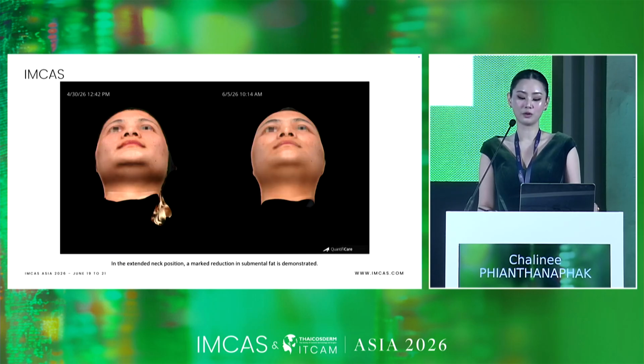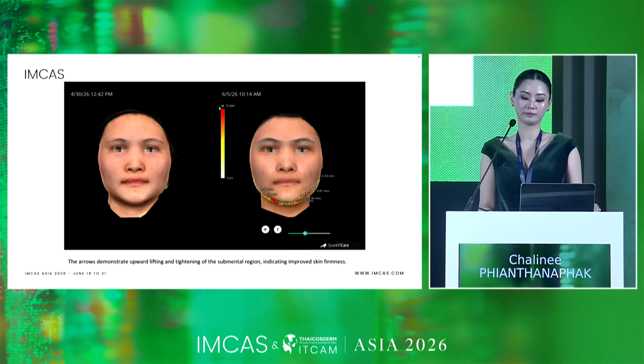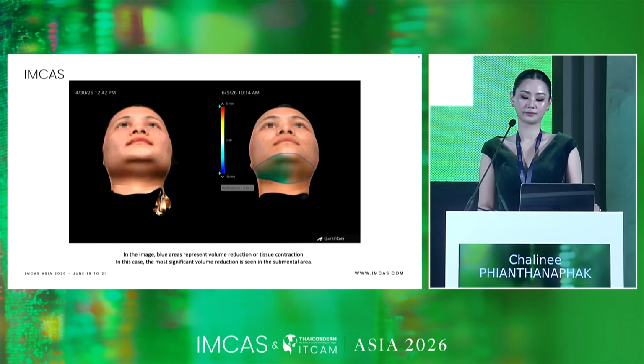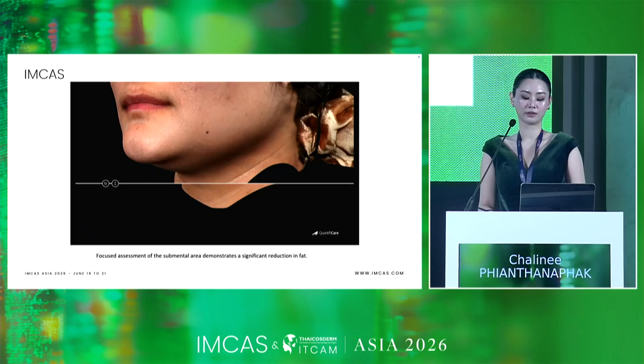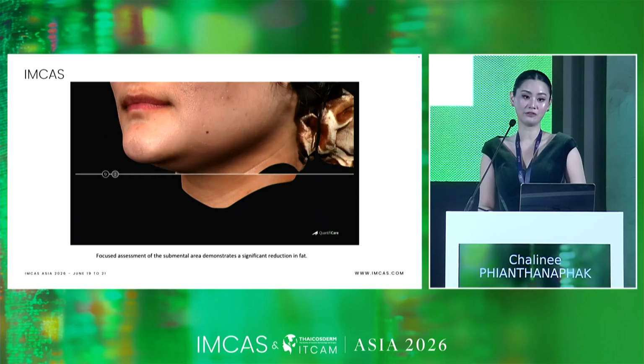In the extended neck position, a reduction in submental fat was observed. And the arrow demonstrates upward lifting and tightening of the submental area, indicating improved skin firmness. The blue area represents volume reduction, so we can see a significant volume reduction in the submental area. And in the focused assessment video, we can see the submental area demonstrates a significant reduction in fat.